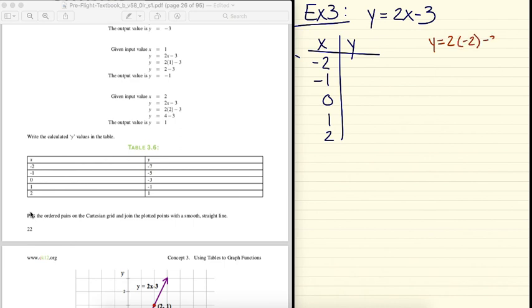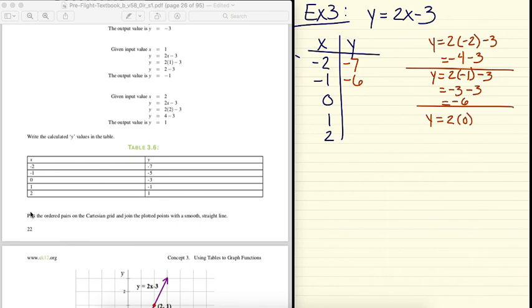First, plugging in -2 would give me -4 minus 3, so -7. Then plugging in -1 would give me -3 minus 3, which is -6. Then plugging in 0, you would get 2 times 0, which is 0 minus 3, which is -3.